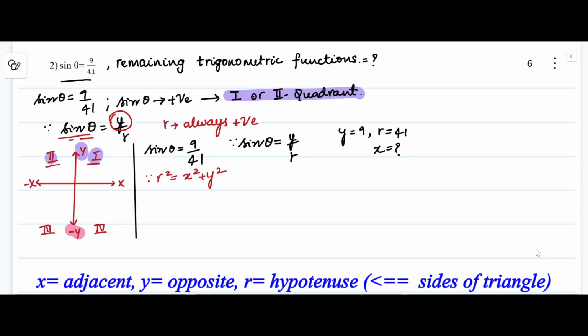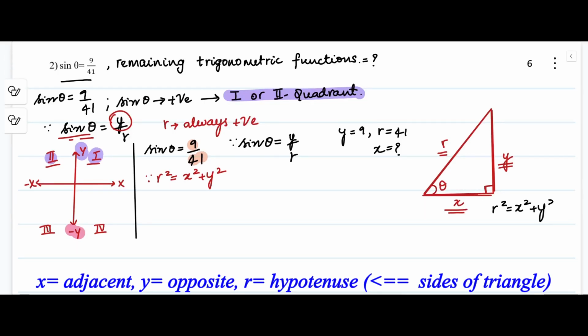When we take a right angle triangle, here will be the right angle and this is our angle theta. This side will be r, this side will be y and this side will be x. In the question they have given us the value of y, that is 9, and the value of r, that is 41, but we don't know the value of x. So for that we can use the Pythagorean theorem. Here we can rearrange this equation to find the value of x. This equation can be rewritten as x square plus y square is equal to r square.